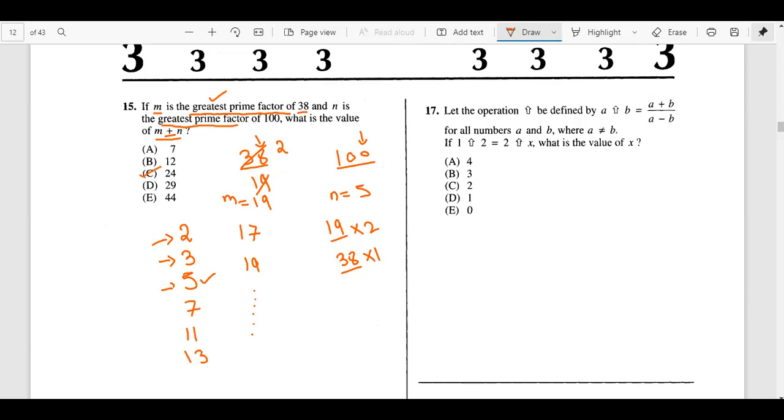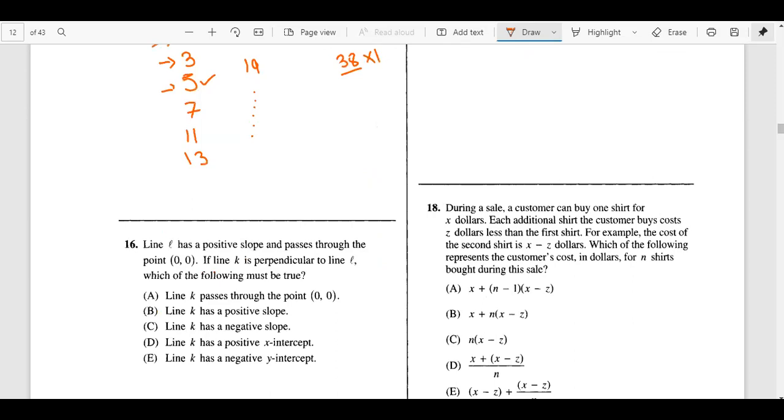So is this clear? Yes, ma'am. Okay, Ishal, is this clear? Yes, ma'am. Okay, all right.